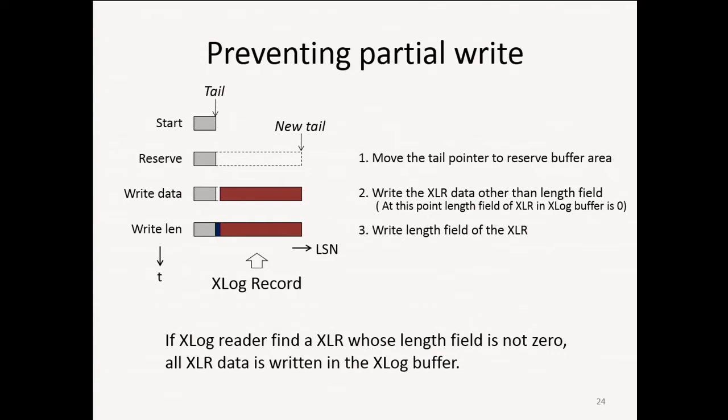And this slide shows how to prevent a partial write problem. Normally, XLog records are copied into the WAL buffer from head to tail, but in this prototype, XLog records are written other than the length field. So the length field is written in the XLog buffer at the last. So if a system crashes in the middle of XLog copy, length is zero. So the XLog reader recognizes that there is no XLog record. So the partial write problem doesn't occur.